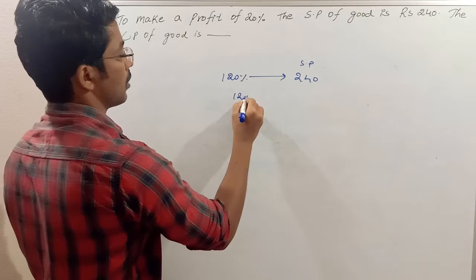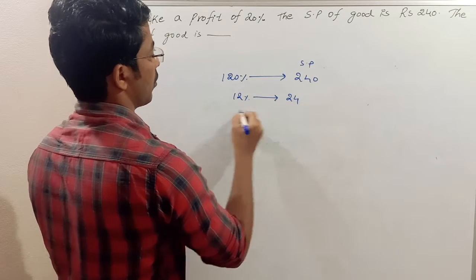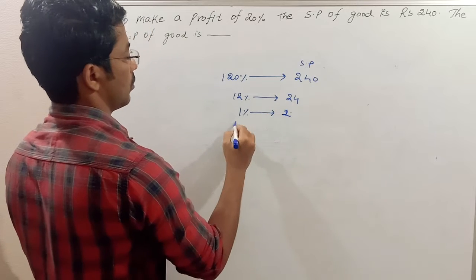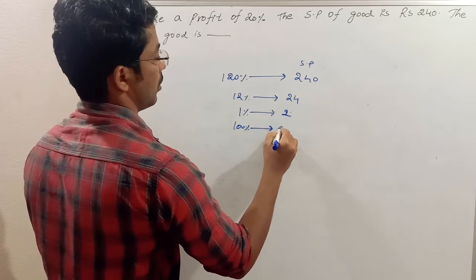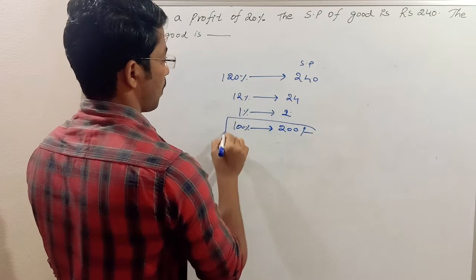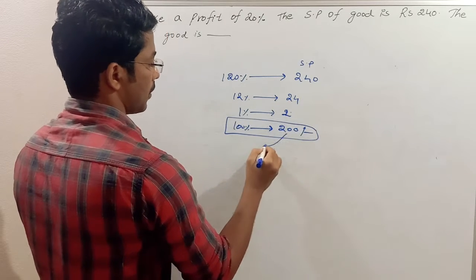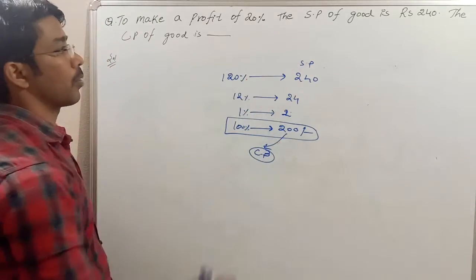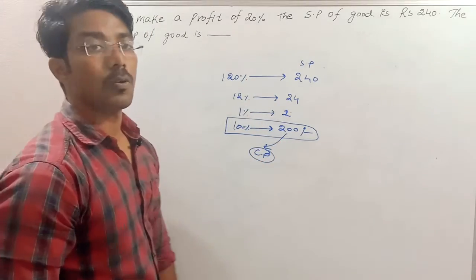So for 120%, it is 240. For 1%, it is 2. So for 100%, it is 200 rupees. This 100% gives the cost price, so the cost price of the given product is 200 rupees.